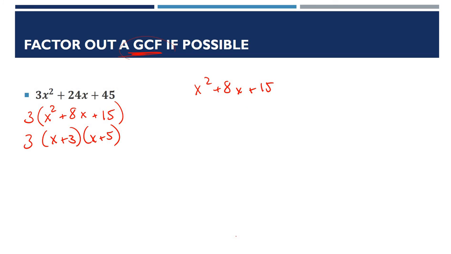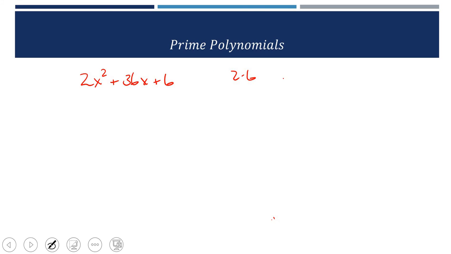Okay, another thing we're going to do is go back to our prime polynomials. Let's talk about that. So if I have a polynomial like 2x squared plus 36x plus 6, to factor that, I'm going to multiply my 2 times my 6 to get my 12. And then I'm going to look for factors of 12 that add up to 36.